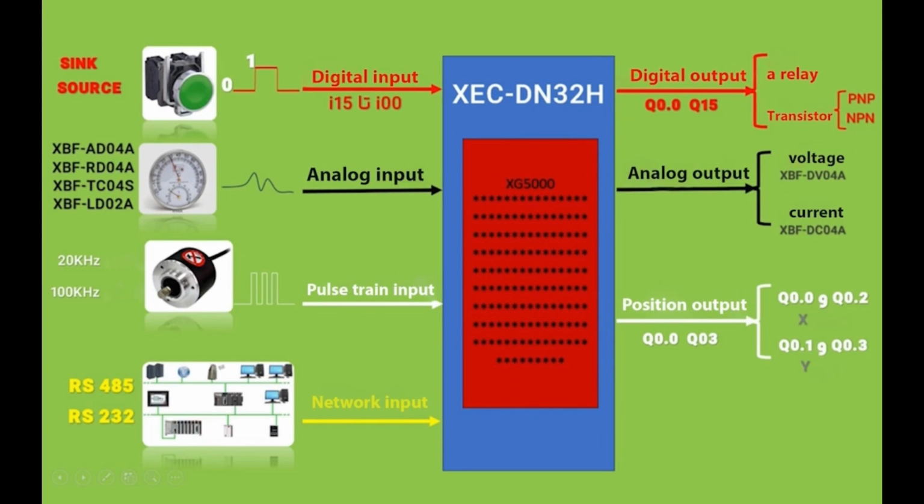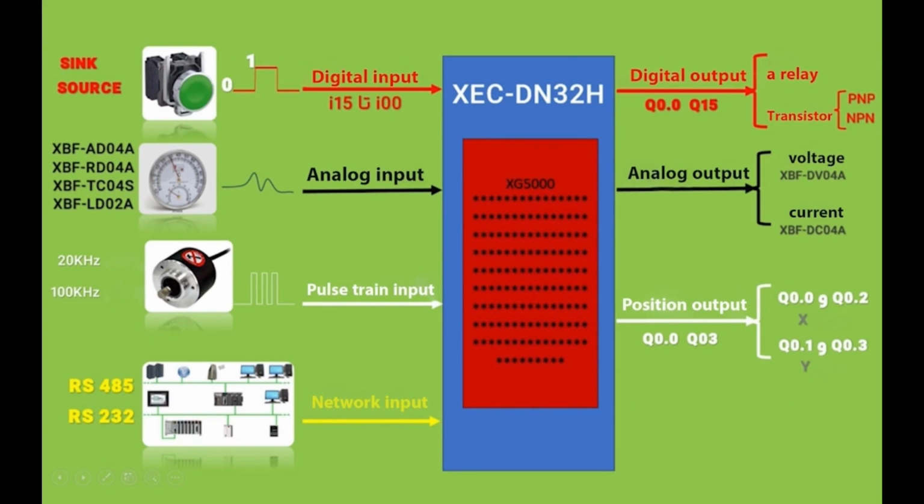Now, what happens when external information enters the PLC through one of the 4 methods we discussed? According to the program we wrote for the PLC in XG5000, the PLC carries out the necessary actions and transmits the required commands to the outside and to the intended equipment through its outputs. These outputs, just like the inputs, can be in the form of digital signals, analog signals, pulse trains, or network signals. Just one point about digital outputs that I'd like to mention.